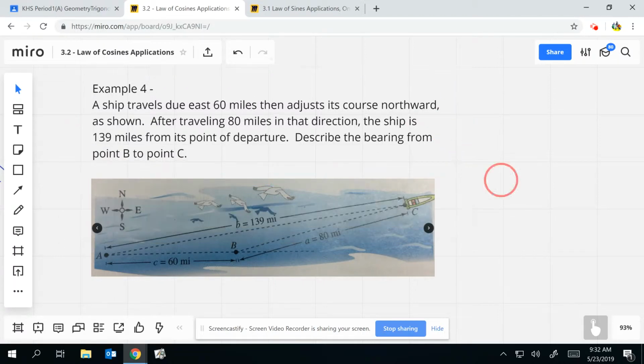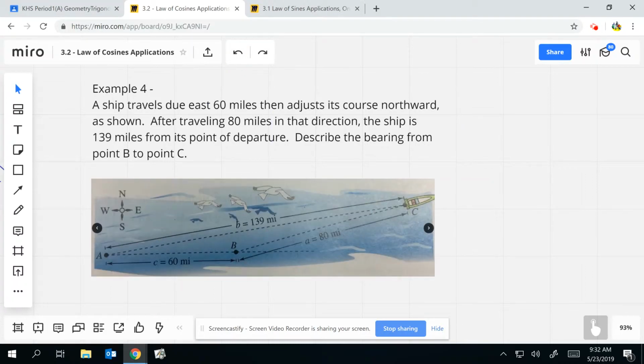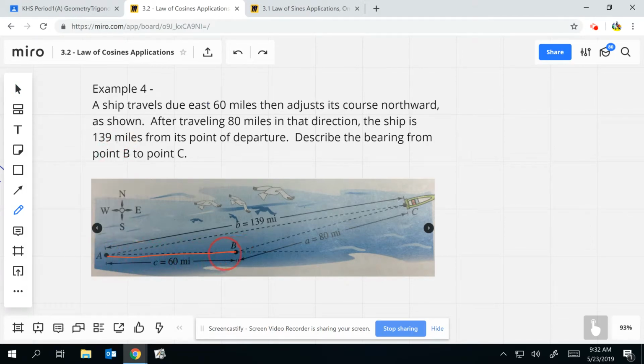So the ship travels due east 60 miles, then adjusts its course northward as shown. So it's going 60 miles right here. That's 60 miles due east. Then it's changing course a little bit to go towards the north, not due north. And it says that after they've gone 80 miles, they're 139 miles away from their port of departure, where they started.